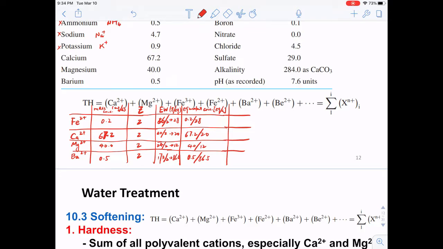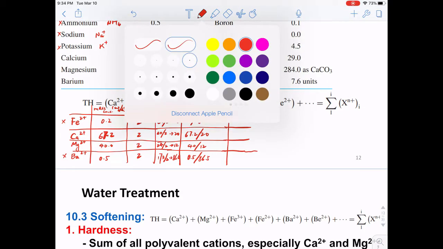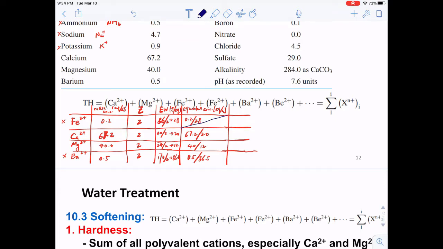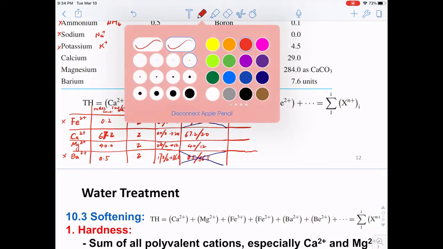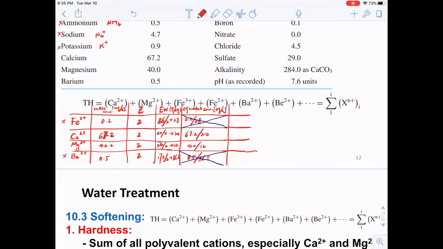If you compare these four numbers, you can see that for the ferrous ion and the barium ion, their equivalent concentration is much smaller compared to calcium and magnesium, right? So later in the calculation, we can just ignore these two terms. Basically, magnesium and calcium are the most important contributors to the hardness of the water, right? Once we have this equivalent concentration, then we can calculate the equivalent mass concentration of the calcium carbonate, right?